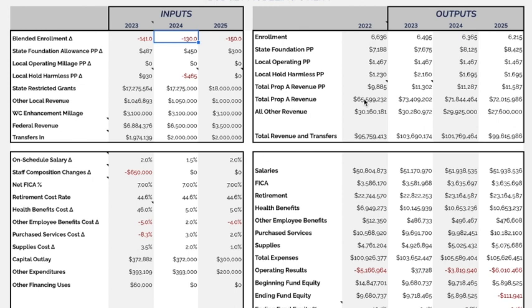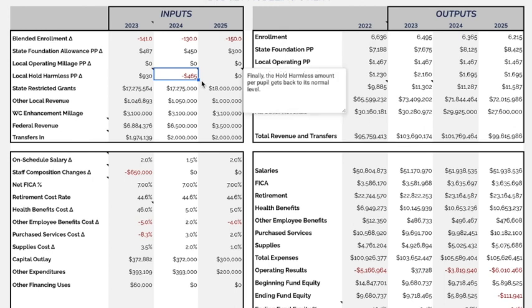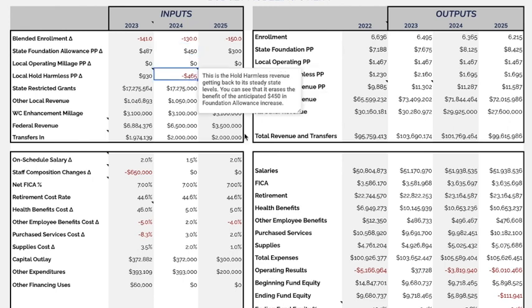So let's get back to the inputs here. The district's projecting another enrollment decline. This time we've got it modeled at a 130 student loss. The state is talking about a $450 increase to the foundation allowance because their tax revenues have been really strong. No change again in the local operating millage. And here is the fix then of how hold harmless per pupil gets back to normal. It's got to go down by $465 per student. So in effect, you can look at this and say, any gains that we would have received from the state foundation allowance get clawed back as the local hold harmless gets back to normal.